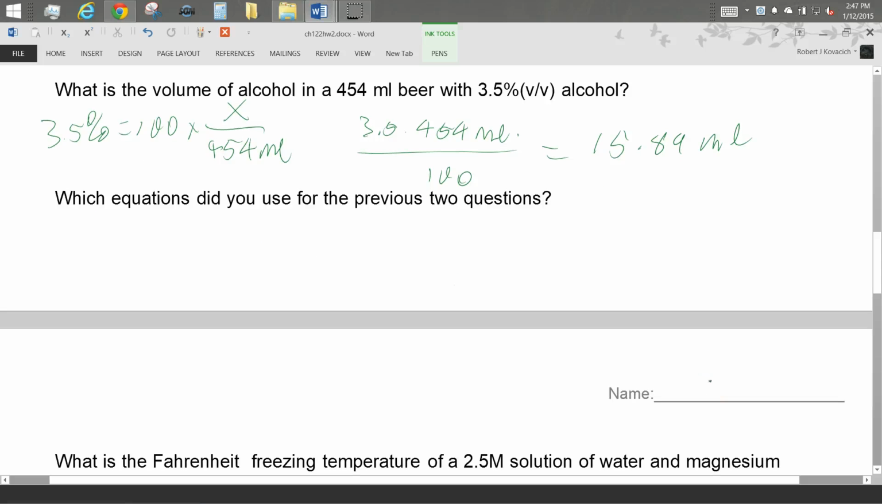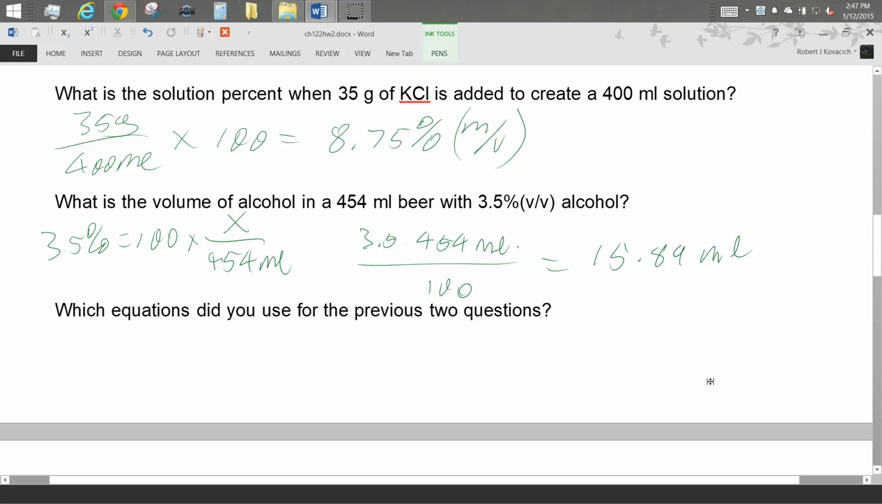So you only put mass to volume or volume to volume if there's a percent, right? Yeah. On that problem it said volume. And anytime you see a percent, there should be something in parentheses with the ratio of what it is that you're talking about.